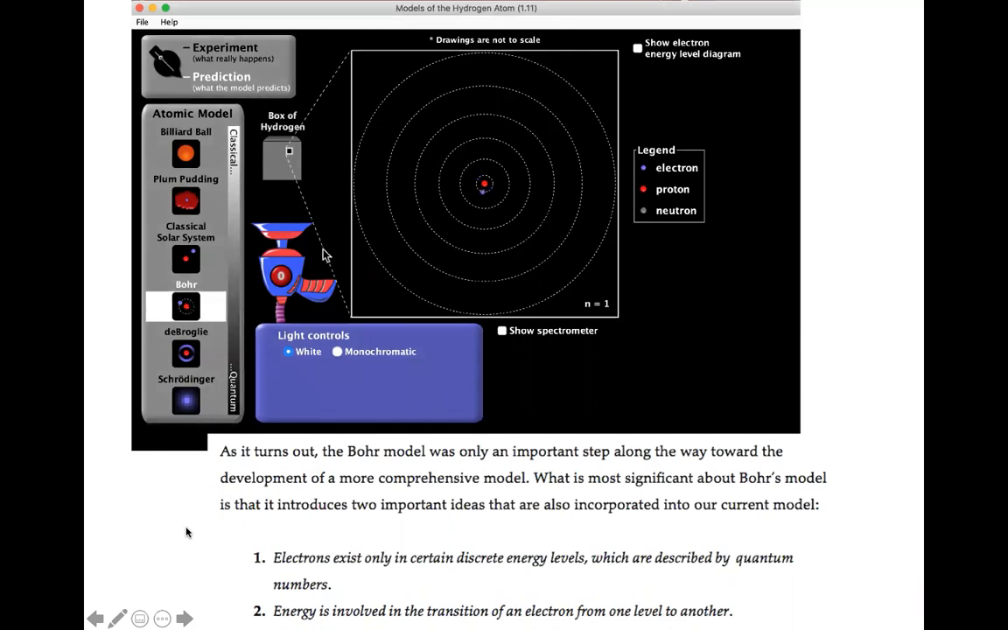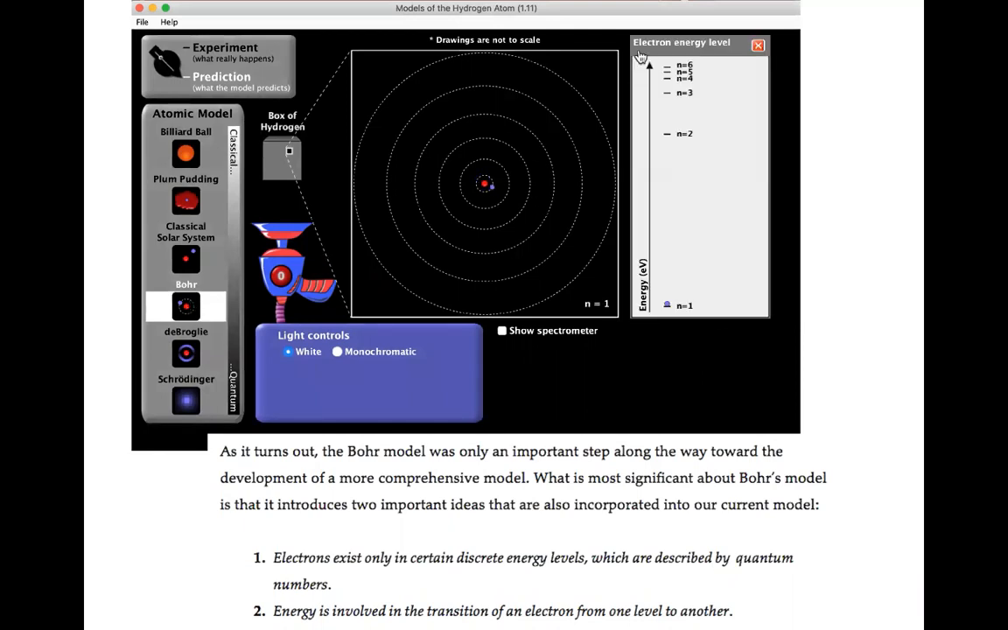So here we have the electron in that innermost level. And here would be the energy that corresponds to it. I'm going to start sending photons through it. When the photons interact with that electron, it moves it to a higher energy level. It moves it further away from the nucleus.